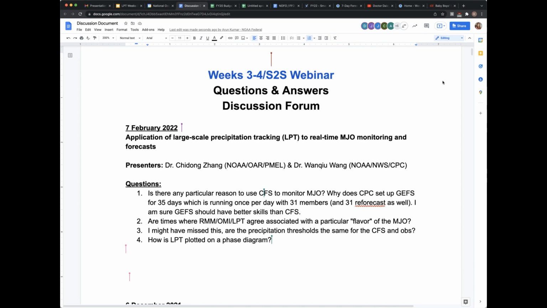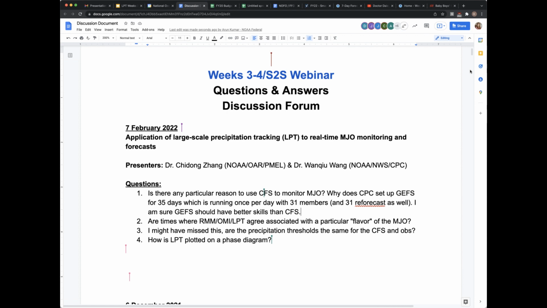Yeah, my take is the following. The major difference between LPT and RMM, OMI is the spatial scale and coverage. Both RMM and OMI depend on the global EOF analysis. So the index basically tells you globally in the tropics how the MJO is perceived. RMM emphasizes circulation, OMI emphasizes OLR, but they are all global scale. LPT is different, it's focused on basin scale.